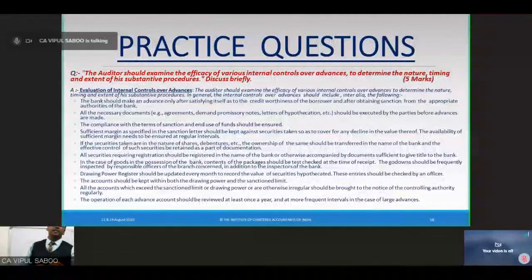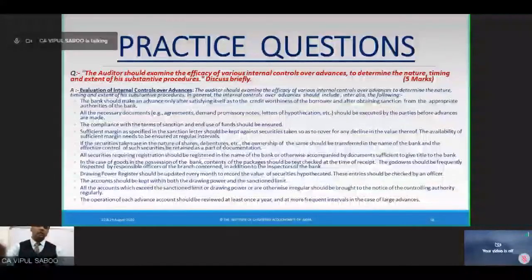Evaluation of internal control. This is a question which has been asked n number of times during the past years in your inter exams. The most important question from this chapter: the auditor should examine the efficacy of various internal controls over advances to determine the nature, timing and extent of substantive procedures. Nature, what kind of substantive procedures should he resort to? What time should he perform those procedures and at what level should he perform those procedures? कैसे, कब और किस हद तक ये substantive procedures उसको करने हैं.